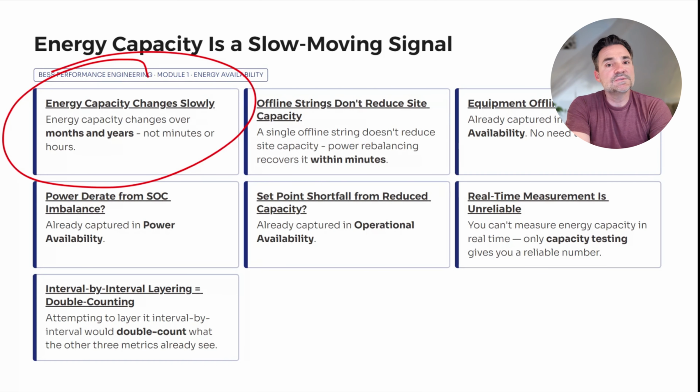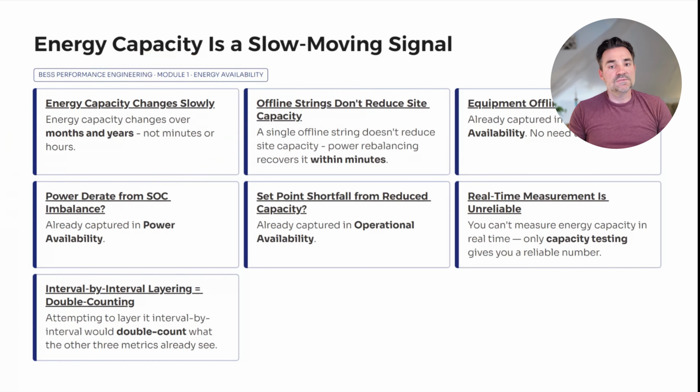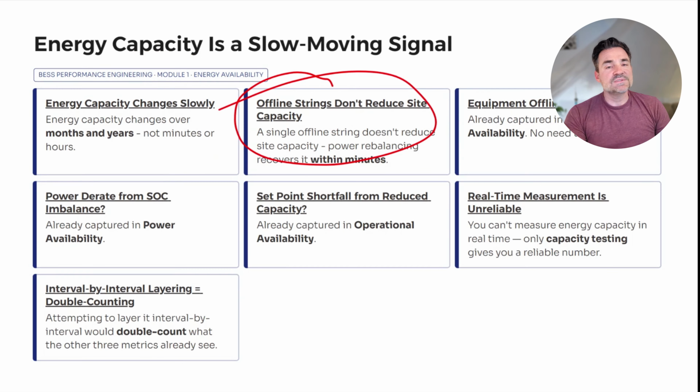So the energy capacity is a fairly slow changing signal. Your energy retention doesn't change overnight. So it's okay to measure it with capacity tests once, twice a year, or if you suspect that there is a shortfall, something has gone wrong. Offline strings don't reduce the site capacity.